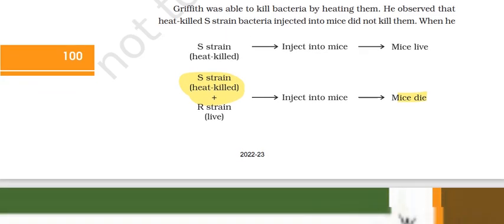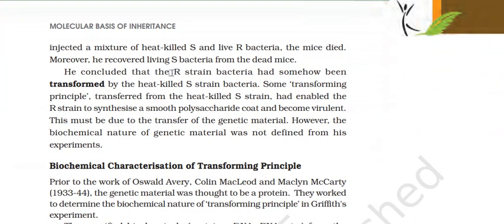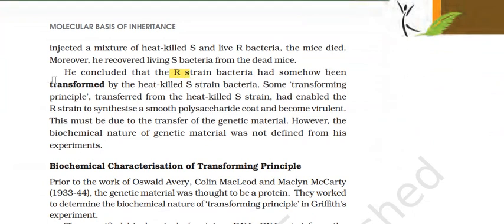See what he did. He concluded that the R strain bacteria had somehow been transformed. R strain में तो ऐसा कुछ नहीं था कि वो virulent होता है या वैसा कुछ, but वो transform हो चुका था. किससे? By the heat killed S strain bacteria जो हमने उसके साथ डाले थे. Some transforming principle transferred from the heat killed S strain had enabled the R strain to synthesize a smooth polysaccharide coat and become virulent. कुछ S strain में ऐसी चीज थी जो R strain ने ले ली, transform हो गया और अपने इर्द गिर्द वही polysaccharide coat बनाया जो S strain में था और ये भी virulent बन गया. This must be due to the transfer of the genetic material.